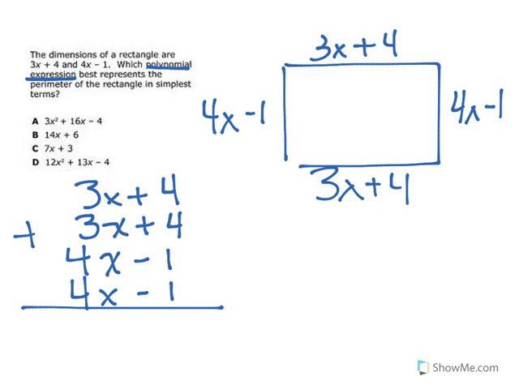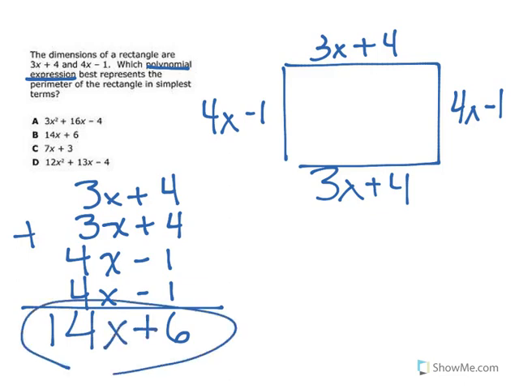So 4 plus 4 is 8. 8 minus 1 is 7. 7 minus 1 is 6. 3 plus 3 is 6, plus 4 is 10, plus 4 is 14x, and there's my perimeter, which is B.